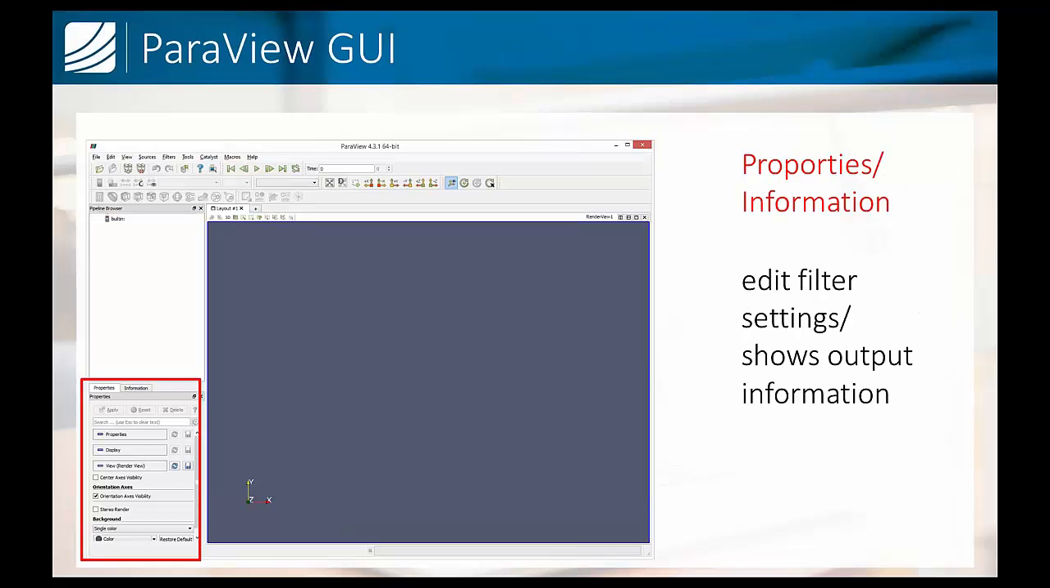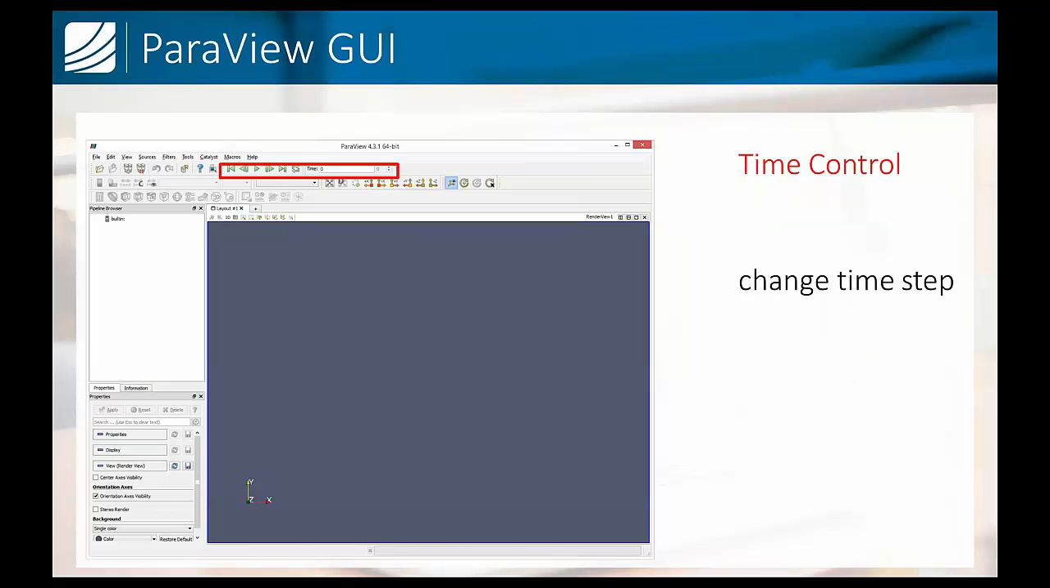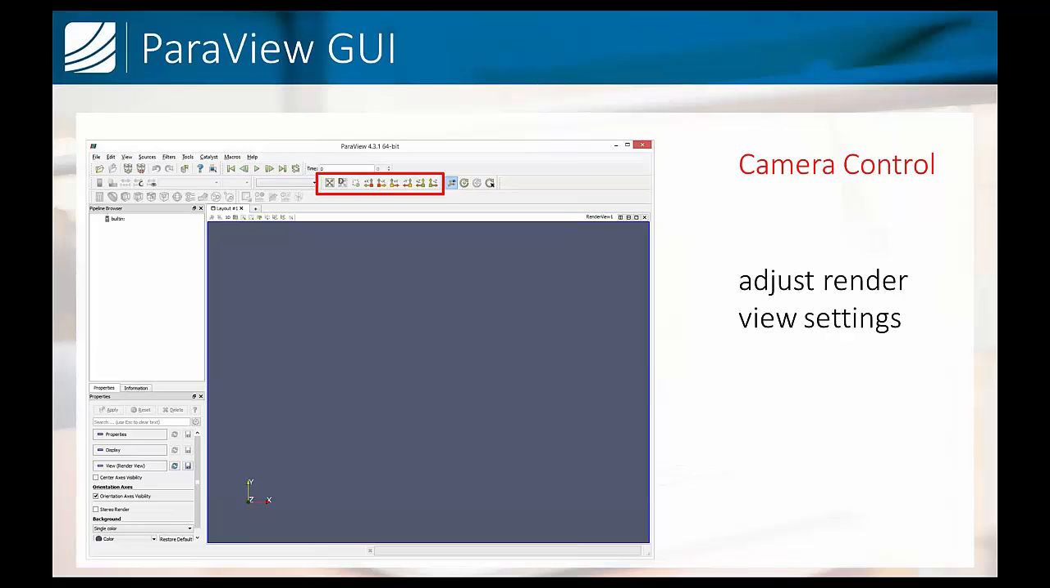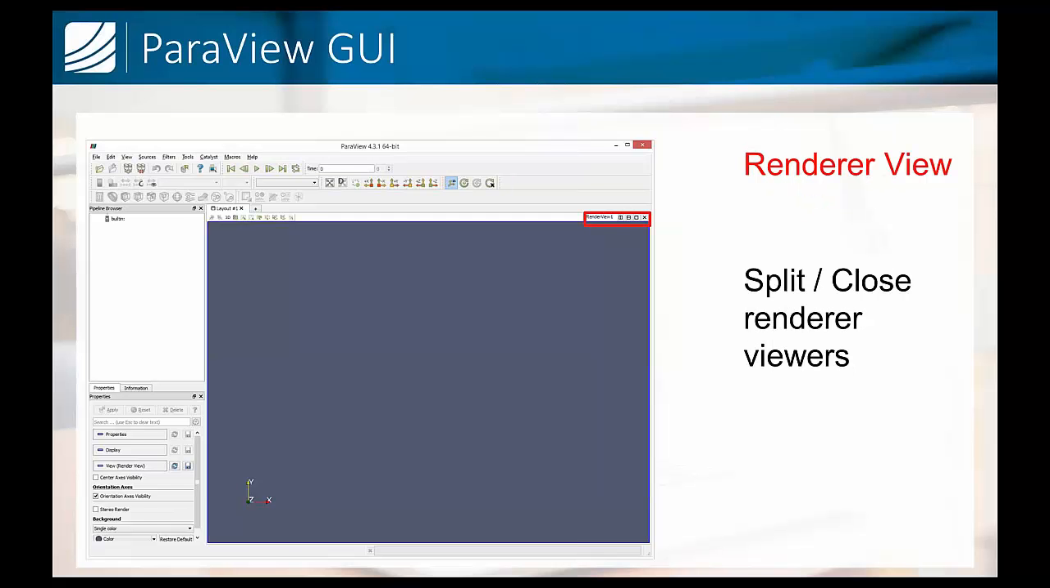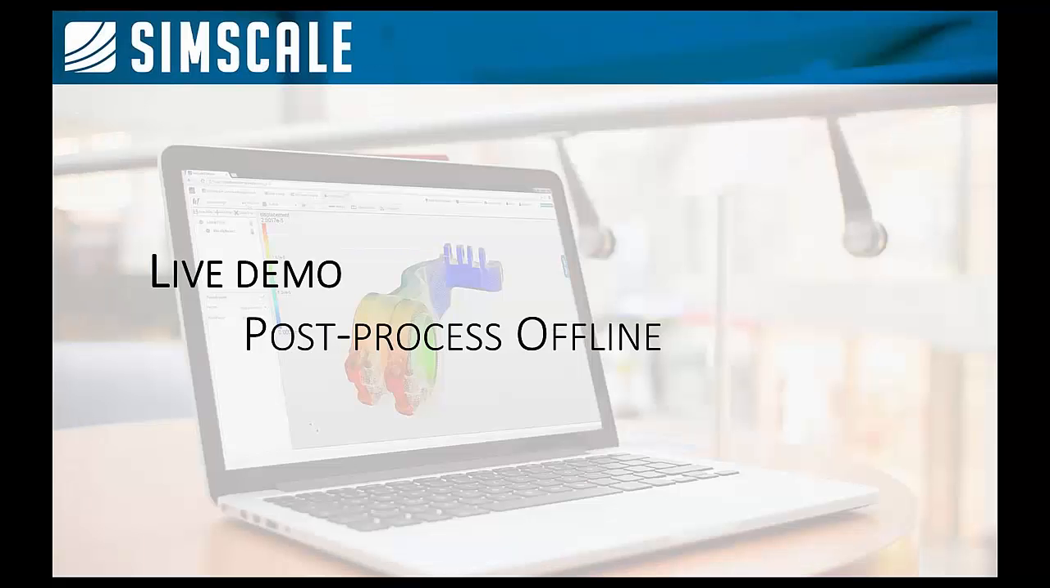The next thing is the properties, or information about the filter that we are playing with. Further, the time controls, things that we already know, the camera controls, axis centers, all of them were already positioned inside the online post-processor. Then the renderer view, which allows us to have multiple screens open with multiple results viewed. And it's time to go offline and see the results.